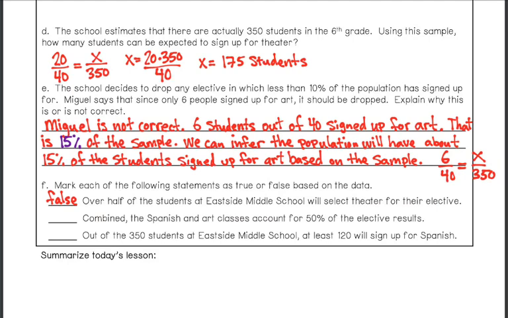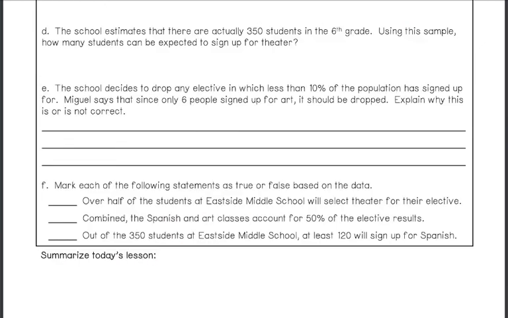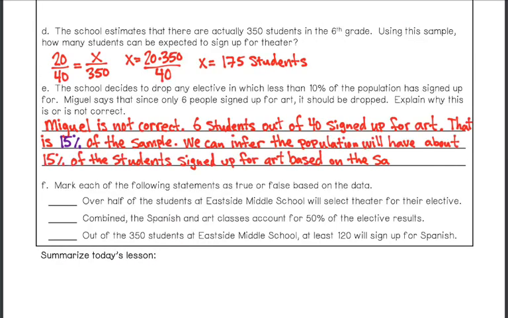And then the next one, combined Spanish and art classes will account for 50% of the elective results. Well, if we look at this information, there's 14 in Spanish, 6 in art. That makes 20 total out of 40. That's exactly 50%. So I could go ahead and say in this scenario that that's actually going to be true.